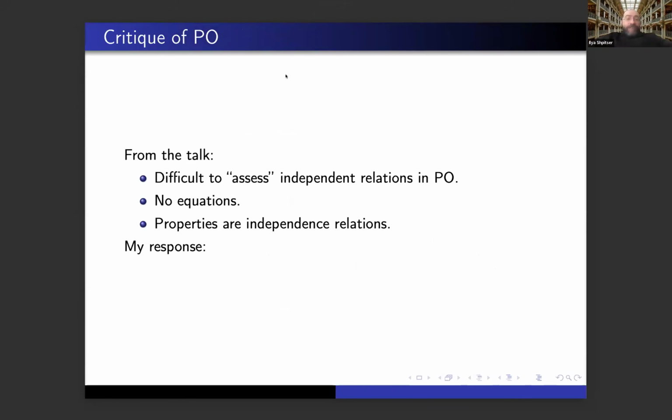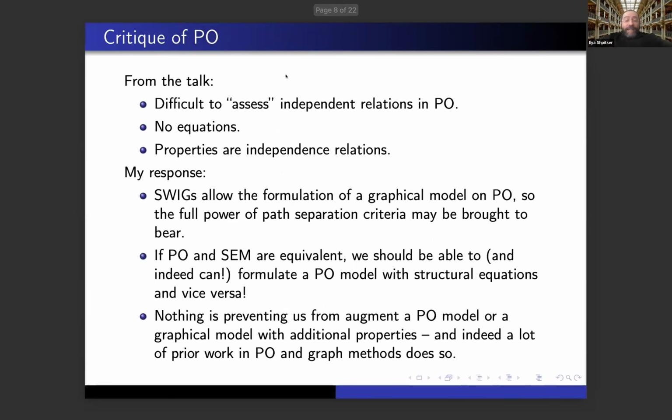Okay. The critique of PO, some of what I took away from this, is it's difficult to assess independence relations. There are no structural equations, and the properties are independencies or Markov properties. And of course, if you learn about single world intervention graphs, you will see that you can formulate potential outcome models using graphs, in which case you could use the full power of d-separation to assess things just fine. And if potential outcomes and structural causal models are equivalent, we should be able to formulate a potential outcome model with structural equations and vice versa. And people have indeed done that. It's not very difficult to do. As far as other properties, nothing is preventing people from augmenting potential outcome models with other stuff like monotonicity and so on. And of course, lots of people have done this already.